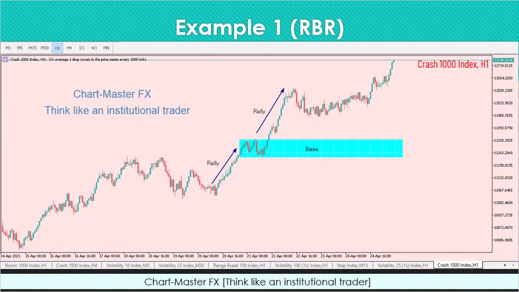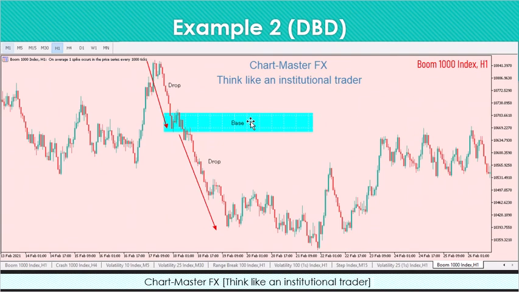So example number 1, we are looking at the RBR, and we are on Crash 1000. Here on Crash 1000 we can see that the market made a rally, and then some consolidation, which is what we call our base. Once the market made a consolidation here, it went on to create a rally again. So the market made a rally, base, rally, which is what we call an RBR. This is an example, guys, of an RBR. As you can see, this is how you can identify these things on the live market. So let's go to example number 2.